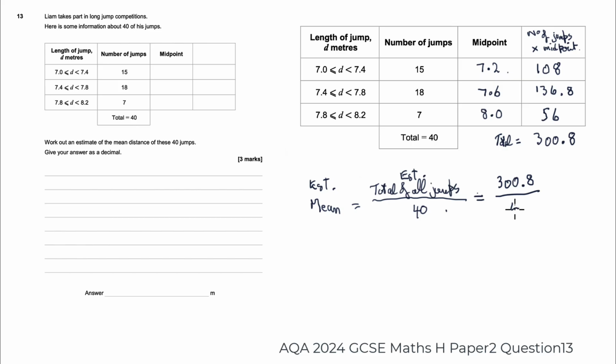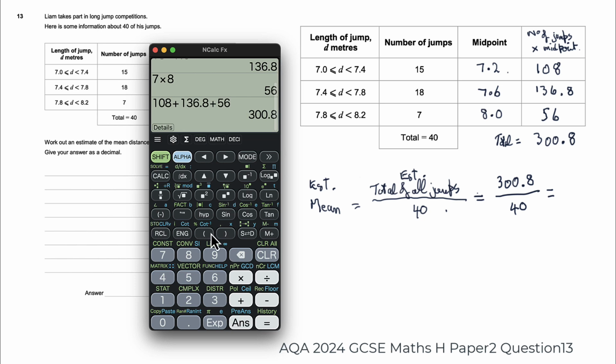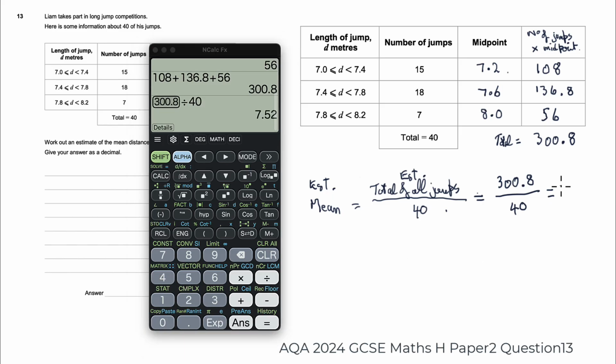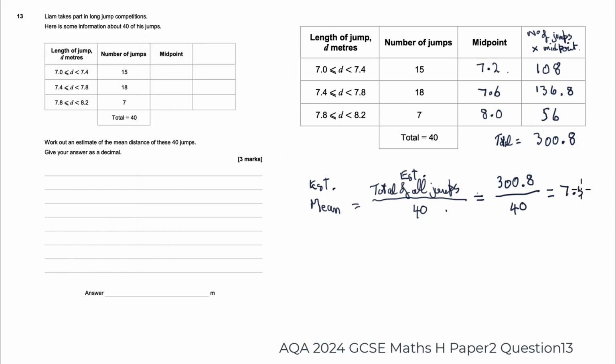There were 40 jumps. That's going to give us the estimate for the mean. So that answer, 300.8 divided by 40. And there we go, 7.52. So answer, 7.52 meters.